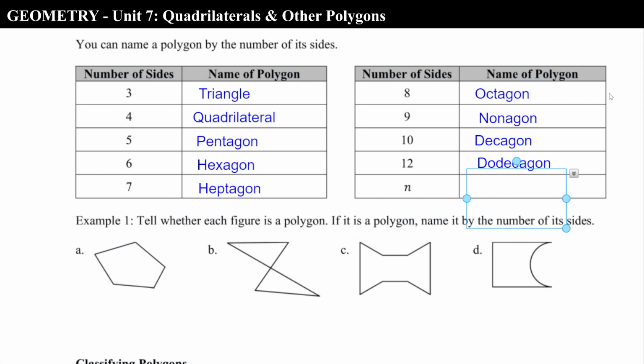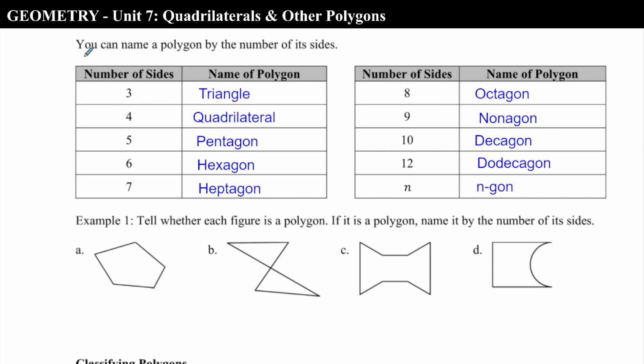Now what if it has n sides? So what if it has 11 sides, or 13, or 14, or 15, or so on? We call these n-gons. So what you would call an 11-sided figure is an 11-gon, or a 15-sided figure is a 15-gon. A 78-sided figure is a 78-gon, okay?